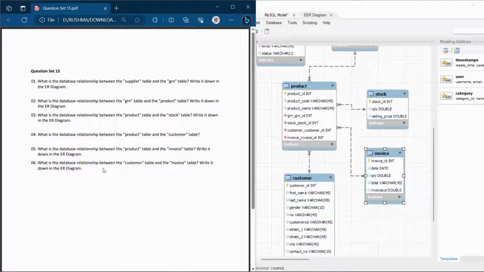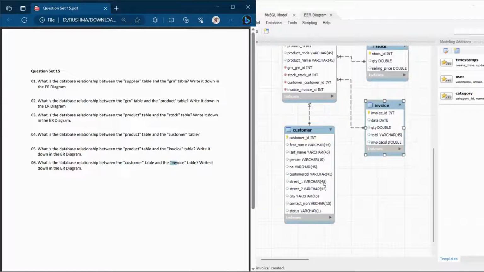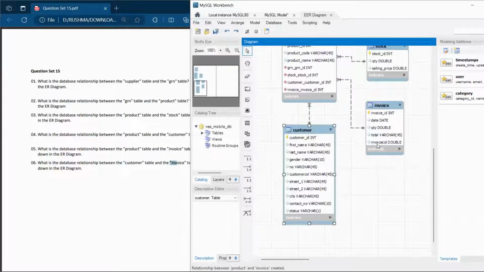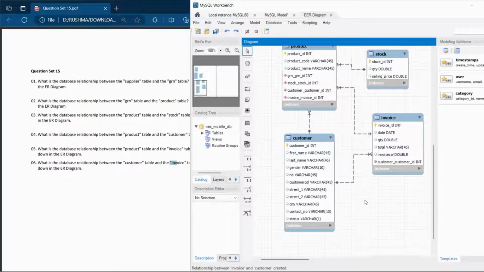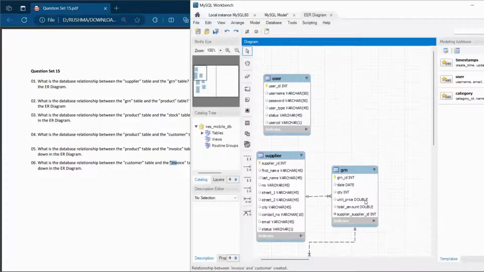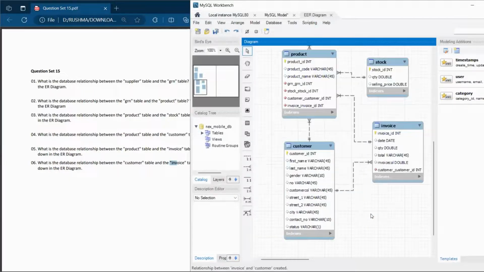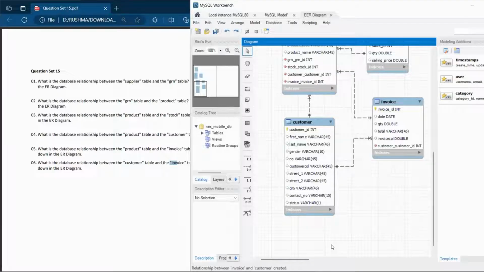And the final question, what is the database relationship between the customer table and the invoice table? So between these two, one customer can have many invoices because he can buy as many times as he wants. But if you take one invoice, that invoice belongs to a unique customer. It cannot belong to many customers. So again, that is a one-to-many relation. The invoice takes the many part because a customer can have many invoices. But one invoice should belong only to one customer. And that is how we relate all the tables in question set 15.